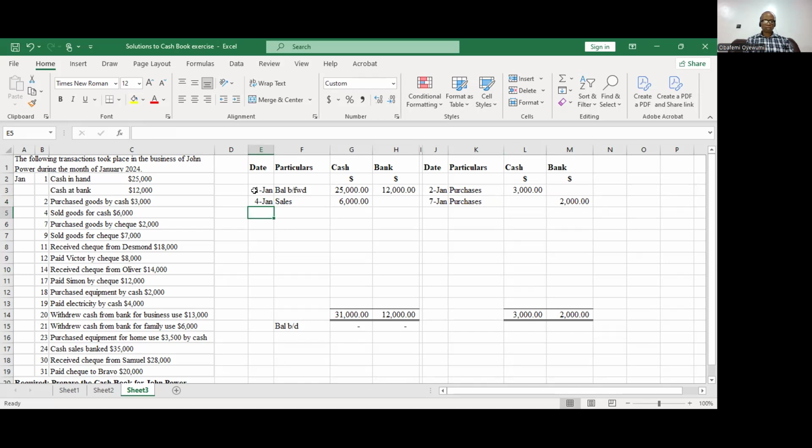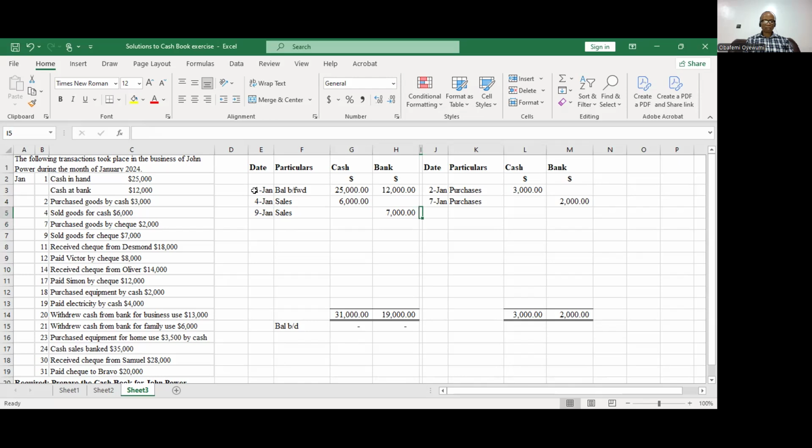So you move on to the next one. Sold goods on the 9th of January. So you have sales again. What did they get? They sold goods for checks. So you're going to have it in your bank column. That's 7,000. All right. So on the 9th, we recorded that.